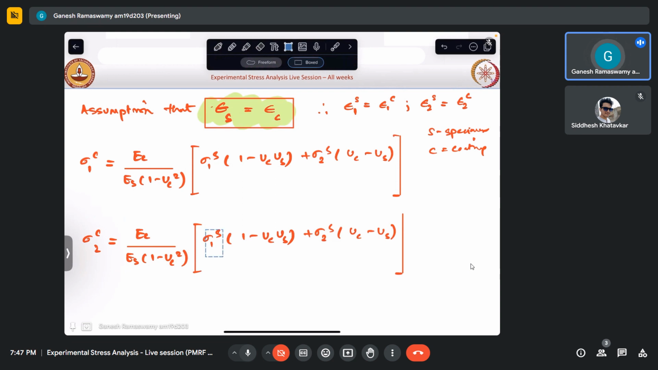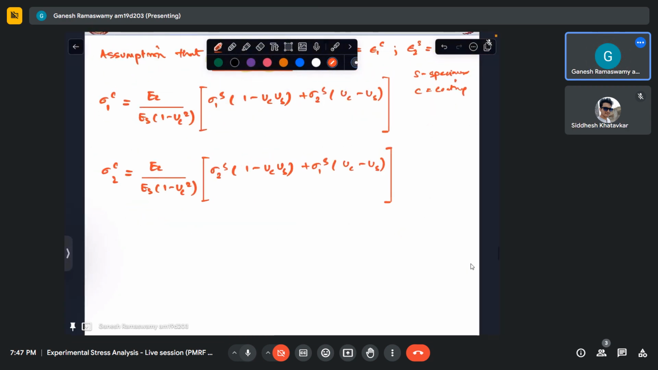Sigma 2s, this position will change. It will come here and this will go here. This will go here. That is all the difference there is to it. Now, what we have here is the specimen stresses and the coating stresses.